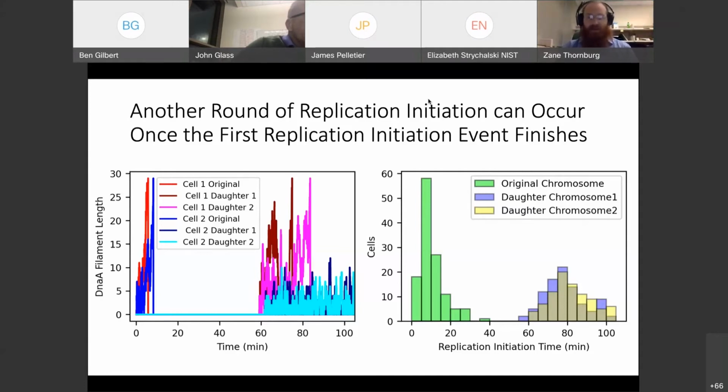And so that depends on the stochastic reactions, the stochastic gene expression reactions forming DnaA. So the first cell generated enough DnaA by the end of its cell cycle to have 2 more replication initiation events, whereas the blue cell did not. And then the full distribution of these original replication events and the daughter replication initiation events is shown on the right.